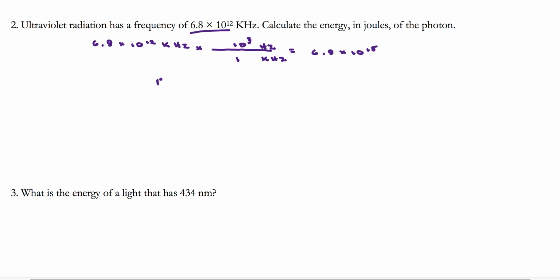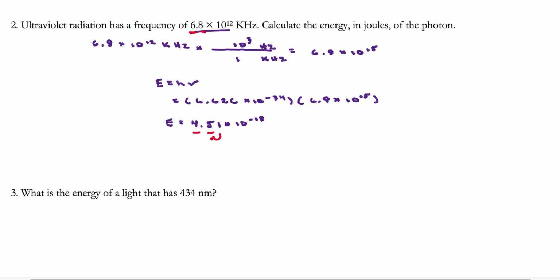So now I can use my energy equals Planck's constant times my frequency formula. I know Planck's constant is 6.626 times 10 to the -34th. I know my frequency now in hertz is 6.8 times 10 to the 15th. And so what I end up getting for my energy is unrounded 4.51 times 10 to the -18th. Now keep in mind if I look at significant figures, 6.8 has 2 sig figs, so my final answer here I want just to have 2 sig figs. So this is going to be 4.5 times 10 to the -18th, and my units here are going to be joules, because those are my units for energy.